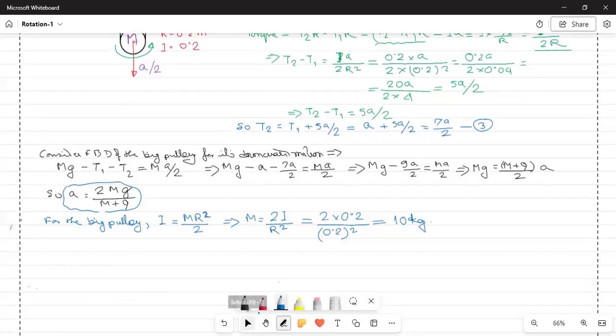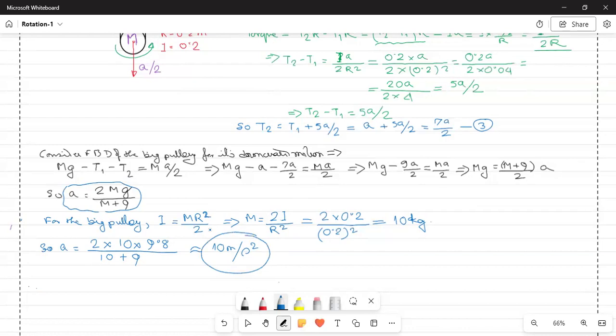So we go this way. A is equal to 2 multiplied by capital M, which is 10 kg, G is 9.8, divided by capital M, which is 10 kg, plus 9. If you calculate this, this will be something like 10 meter per second square. This is the value of A, right? So this is how to solve this problem. Now we go to the next problem.